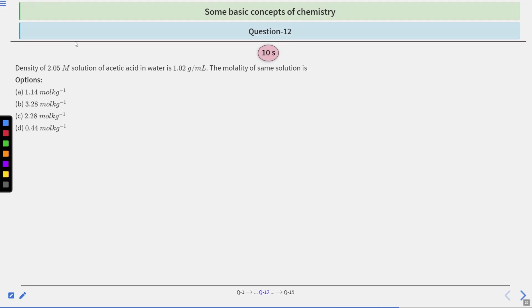Moving on to the next question. Question number 12. The density of a 2.05 molar solution of acetic acid in water is 1.02 gram per milliliter. The molality of the same solution is: the options are 1.14 mole per kg, 3.28 mole per kg, 2.28 mole per kg, and 0.44 mole per kg. So you have 10 seconds to solve this question. After that, we will see the answer.